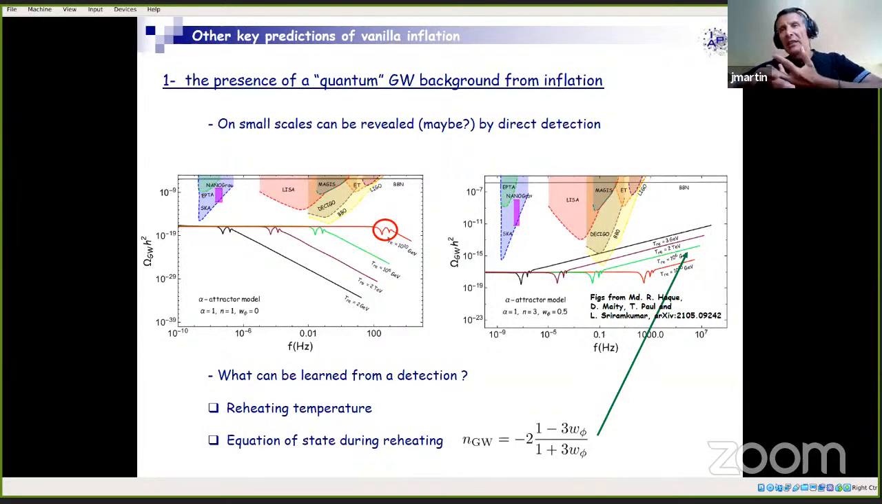So typically, if I take an equation of state which is 0, which corresponds to matter domination, you see that the power spectrum has an index which is -2. So this would correspond to this situation, and of course the signal would go down and would be even more difficult to detect. I see.